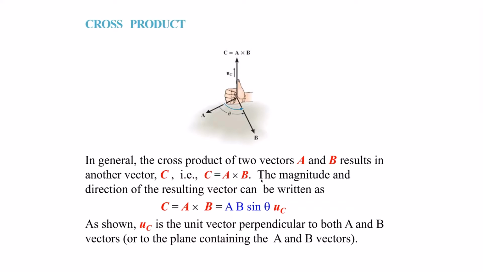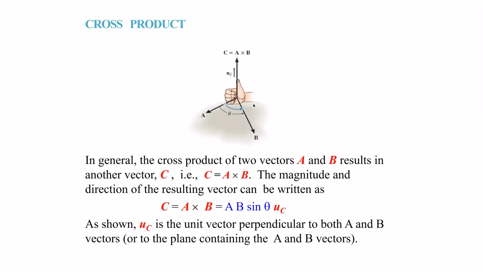So here is how we can write this. The magnitude and direction of the resultant vector is this. Cross product, just by definition, is this. It is a vector, and the vector is in the direction of C. This is U of C, which gives us the unit vector for that other vector.